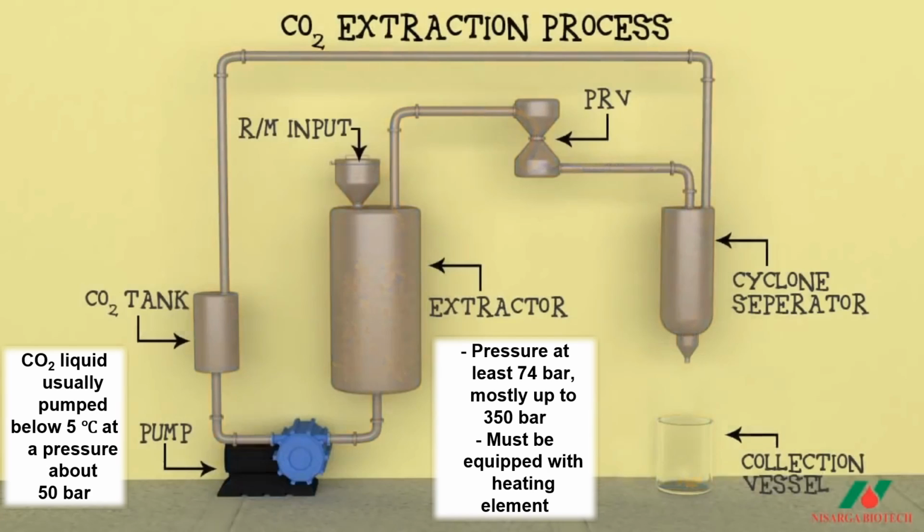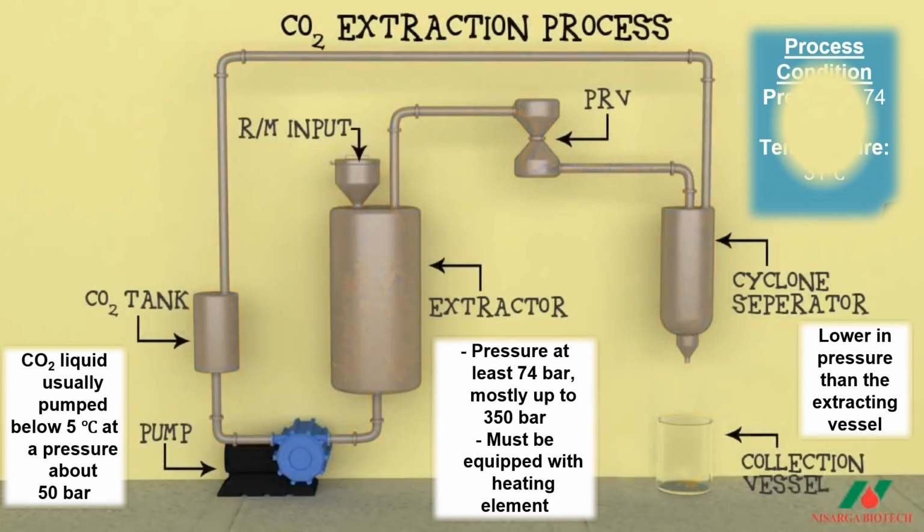The pressure in the extractor is at least 74 bar, but mostly up to 350 bar depending on the raw material input. The extractor also must be equipped with heating element. However, in the cyclone separator, the pressure is lower than the extracting vessel. The process condition for this process is above the critical temperature and pressure of carbon dioxide, which is 74 bar and 31 degrees Celsius.